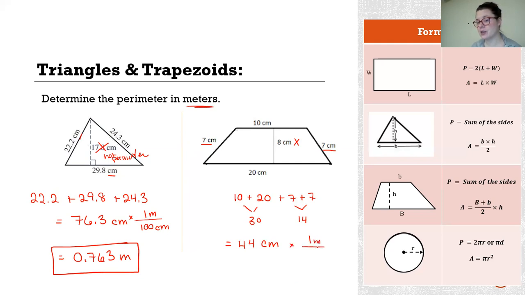1 meter is 100 centimeters. So this is on the bottom, so it's a divide. So 0.44 meters. Now, when we are doing perimeter, it's really easy to convert your units at the end. So you can wait till the end to convert. Oftentimes that makes it easier than converting 3 or 4 measurements.